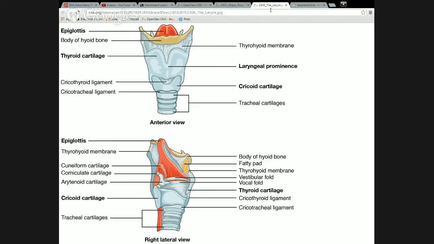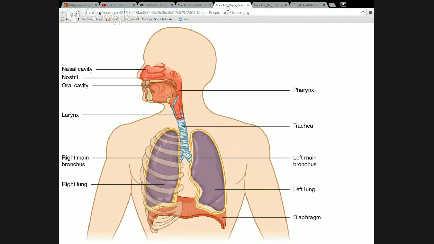Then we go down from the larynx into the trachea here, which is lined with rings of cartilage, keeping it open. Now the rings don't go all the way around the trachea. They're open in the back. So they're sort of C-shaped rings. What's not in this model or this picture is the esophagus, which is just going to be posterior to that, right adjacent to the posterior surface of the trachea.